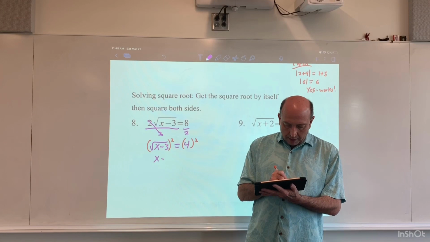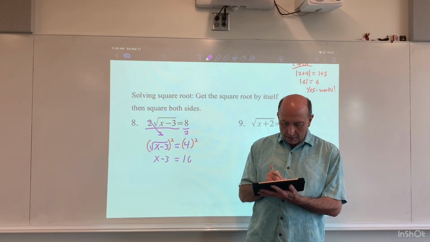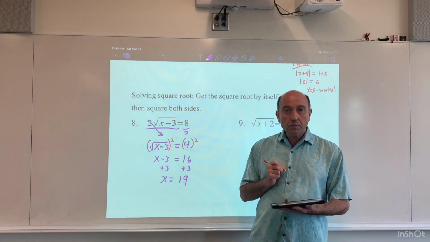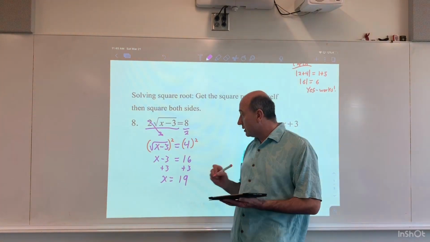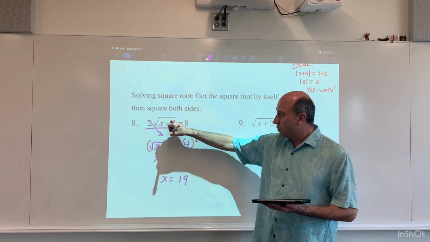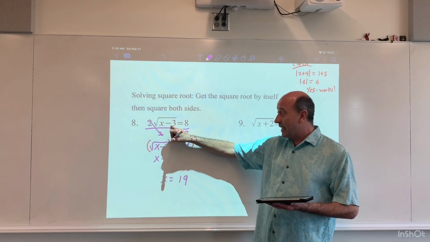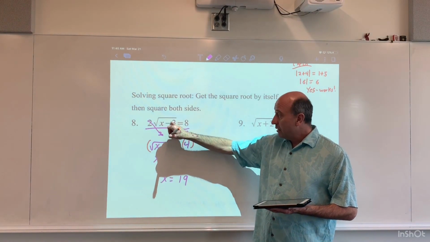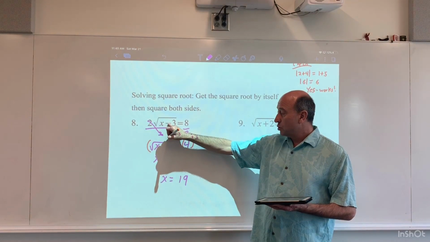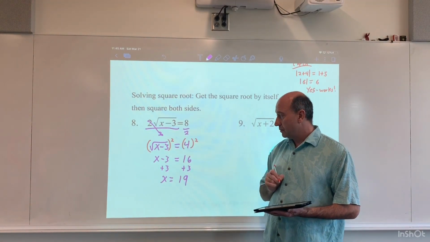And we get x minus 3 equals 16. We will add 3 and get 19. And I did not forget the plus or minus in this problem. So if I plug in 19, 19 minus 3 is 16. The square root of 16 is 4. The square root of negative 16 is imaginary. So we don't need a plus or minus here.